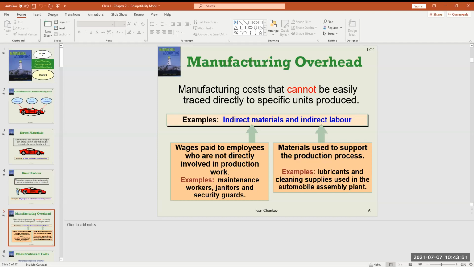We're going to call it manufacturing overhead, and we're going to see later in chapter 5 and chapter 7 how we're going to allocate that manufacturing overhead to the product.